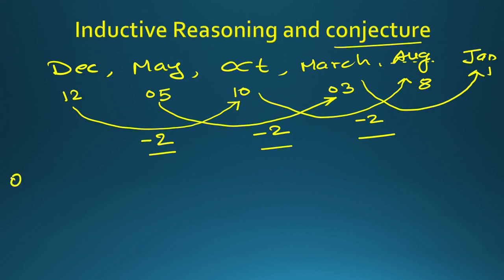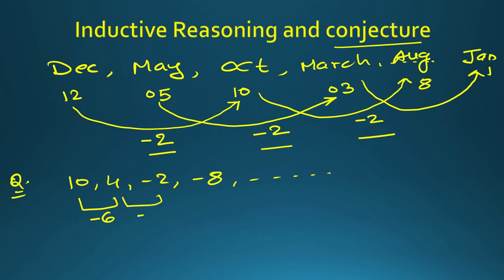For example, another question can be 10, 4, then minus 2, then minus 8, and so on. What conjecture can we follow here? You see 10 and then the next number is 4, so it is decreased by 6, then decreased by 6 again, and again. So the next number is 6 smaller than the previous number. What will come after minus 8? It will be minus 8 minus 6, which is equal to minus 14. So the next number will be minus 14.